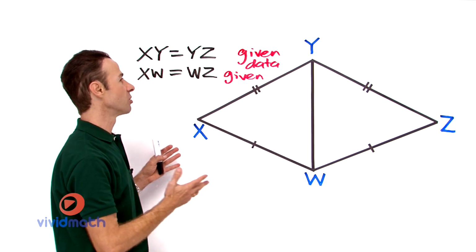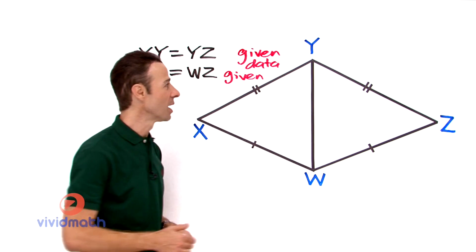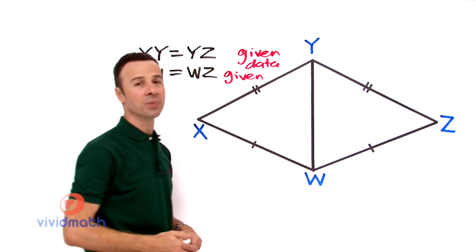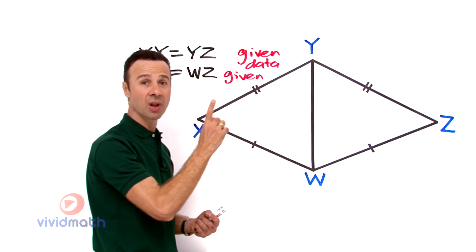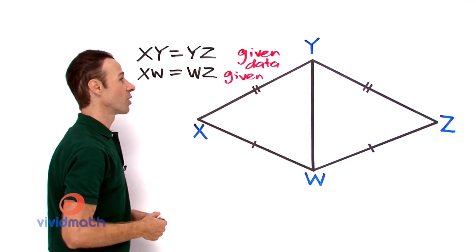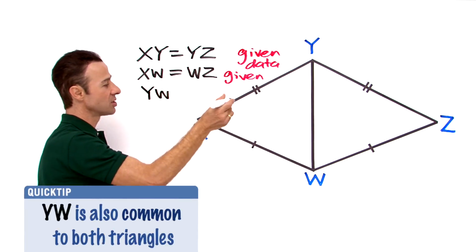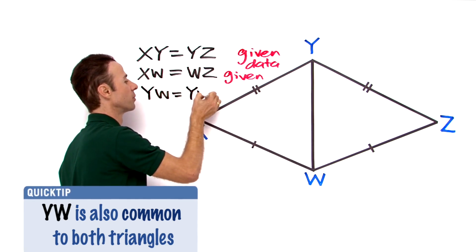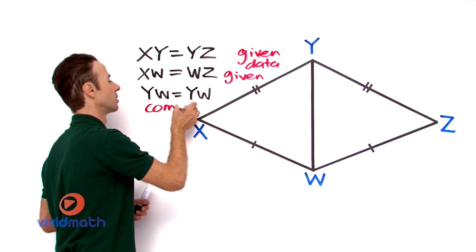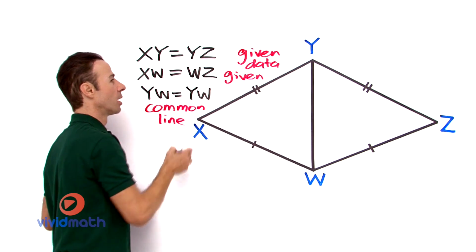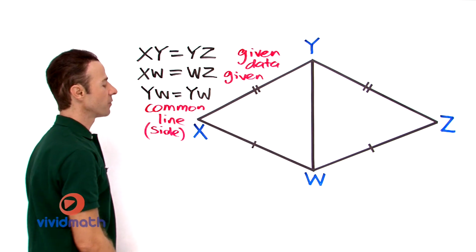Okay, what else do we have? Well, just looking at these two, we have something else that is the same. It is quite common to both of them, this line right along there. Because they're attached, they have a common line. So that line completes both triangles, that one single line. So that's called a common line. Let's write that down. So we have the line YW is equal to YW. Now that's called a common line. Let's write that down, common. The common line for both triangles, or common side if you want. Common side for both triangles.